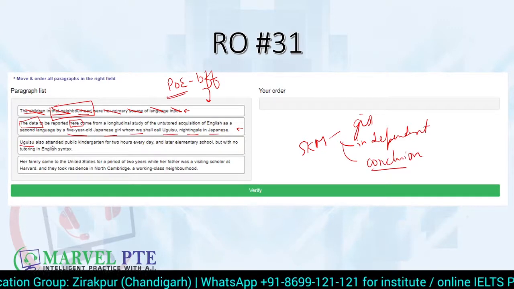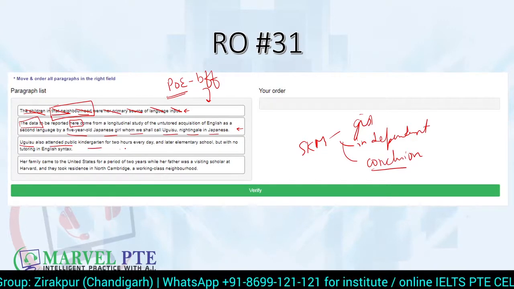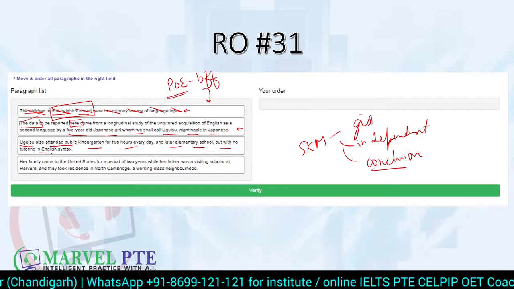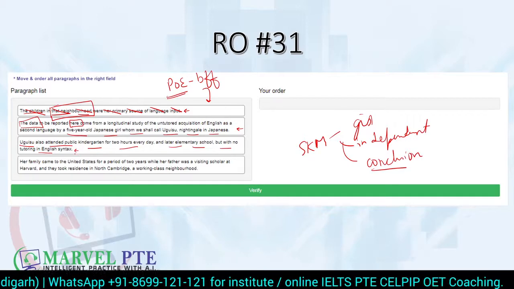Ugisu also attended public kindergarten for 2 hours every day and later elementary school, but with no tutoring in English syntax. Okay.